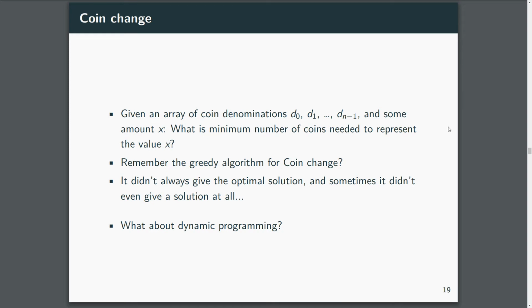We're going to circle back to a problem we covered in the greedy algorithms, the coin change problem. We're going to solve the case where our denomination is just some set of numbers. So given an array of coin denominations and some amount x, what is the minimum number of coins needed to represent the value x? So how would we use dynamic programming here?